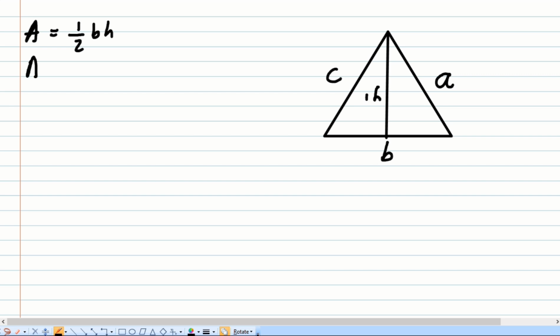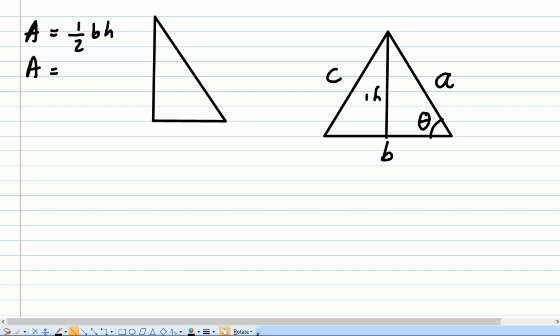Now, another formula we can use is this. What if we have an included angle? Let's call this angle theta between A and B. Which formula can we use? Well, notice that when I dropped the perpendicular line, I divided this triangle into exactly two equal parts, right? So if I bring it out this way, this is what it's going to look like.